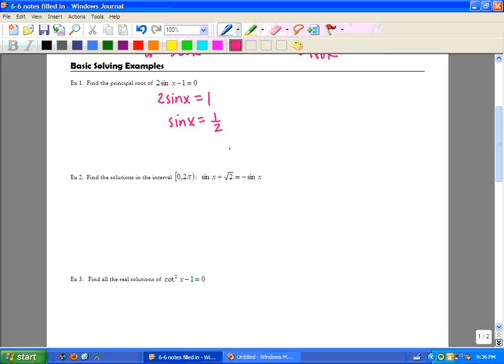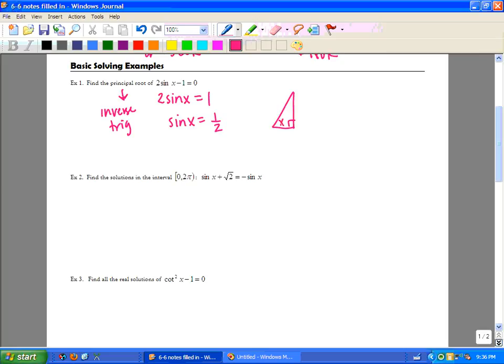At this point, you can solve this in several different ways. You can look on your circle. Again, principal root, we have to think about our inverse trig functions. So if you're looking on the unit circle, you can only look in quadrants 1 and 4. If you're looking on your graph, you can look at anything between negative pi over 2 and positive pi over 2. Or you could make a triangle.